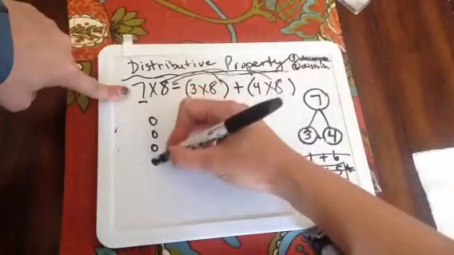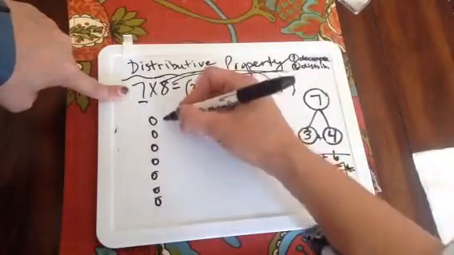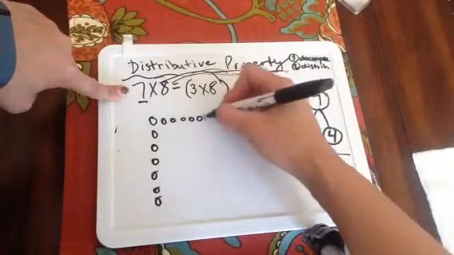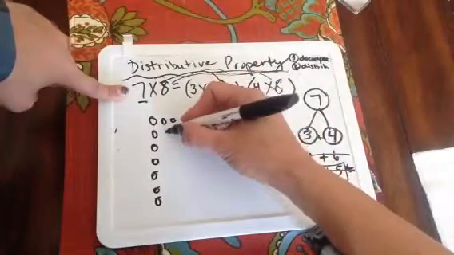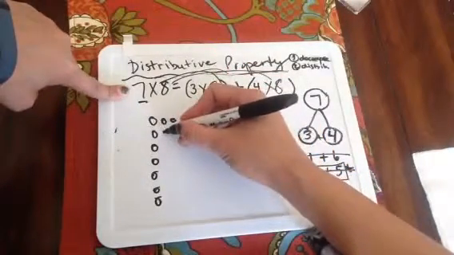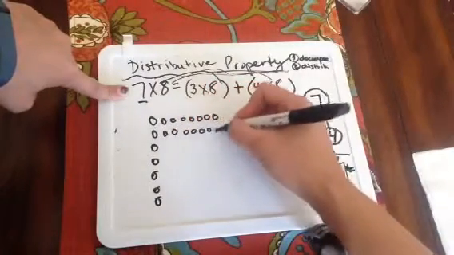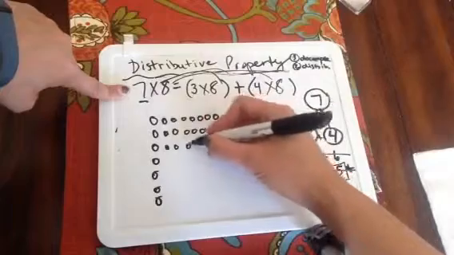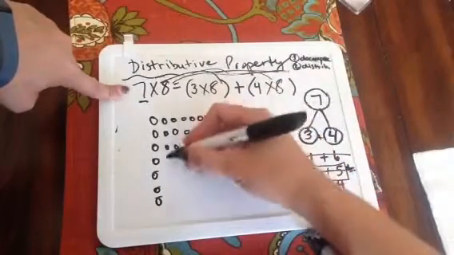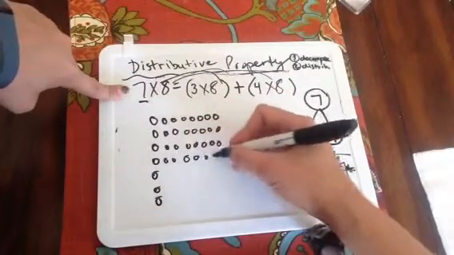1, 2, 3, 4, 5, 6, 7. 1, 2, 3, 4, 5, 6, 7, 8. I have 7. So 1, 2, 3, 4, 5, 6, 7, 8, and so on for each row.